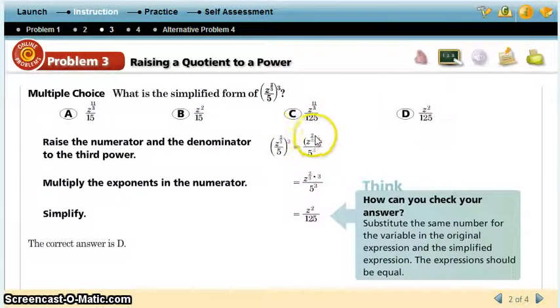Z to the 2/3 to the third over 5 to the third. Everything in there gets raised to the third power. Then what you have in your numerator is power to a power. This is bringing back something from a couple videos ago. Power to a power: 2/3 times 3 gives you 2. And then you just simplify 5 to the third down to 125. So the correct answer is D, z squared divided by 125.